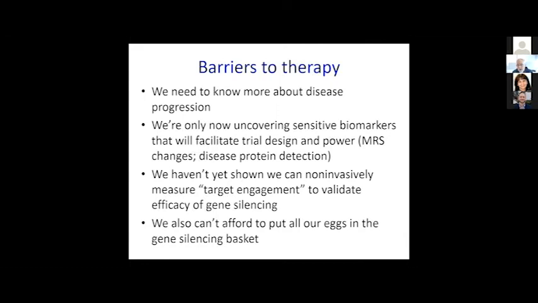We need to know more about disease progression, and we have a large study right now to understand disease progression in SCA3 and SCA1. We need a better knowledge of the biomarkers that we can track over time, and we're doing that, looking for magnetic resonance spectroscopy changes that occur over time in a large multi-center clinical trial, and actually showing that we can target the disease protein. And now there are good assays available to look at that in CSF and hopefully soon in blood. We need more work to show that we can engage the target in humans, and that's a work in progress as well.